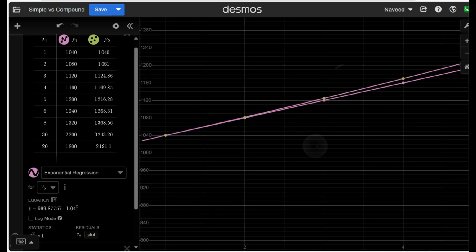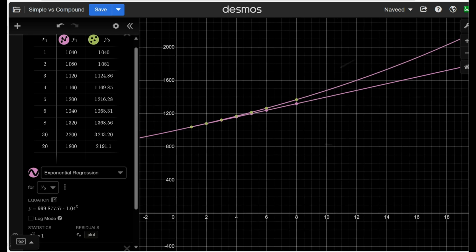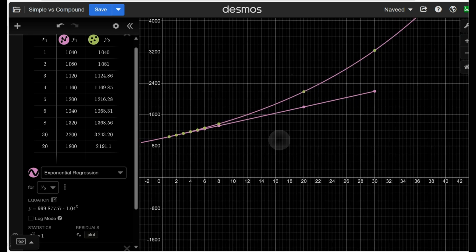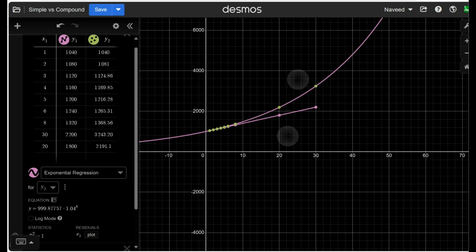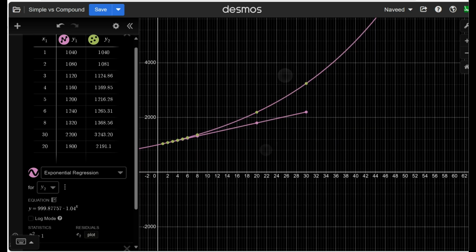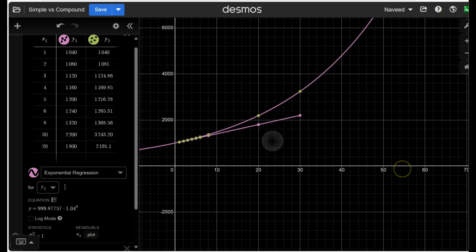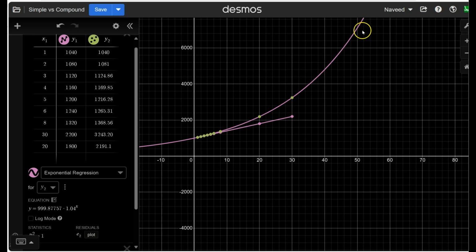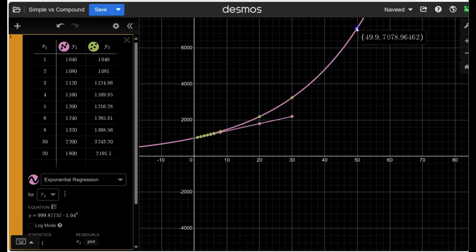But then after 30 years, look at that. I don't have to zoom in anymore, and you can see that it is just going. And the longer it goes, look at that. At the 50th year, this is the point right here, which will be 49.9, and then 7,113, and then this one is linear with the same slope. It is just going to be around this area, which is about 4,000.